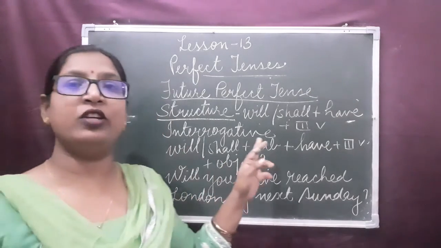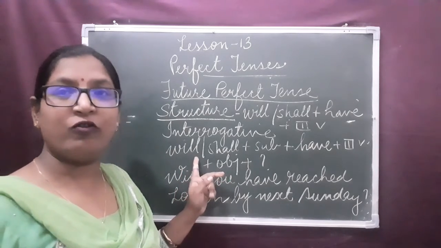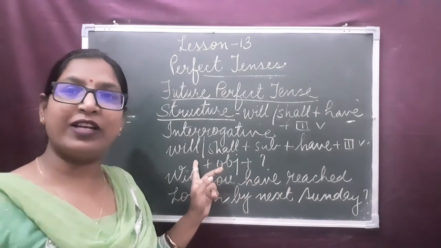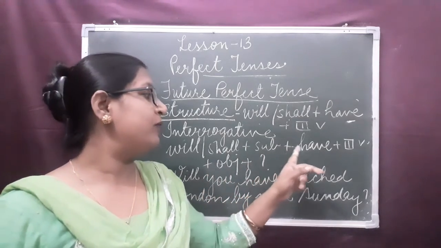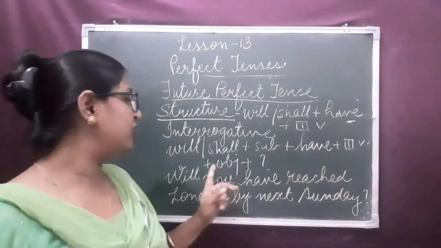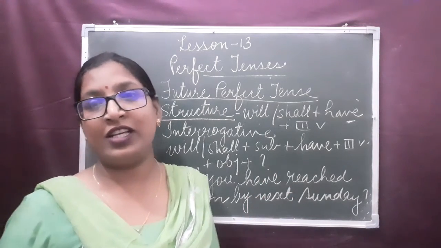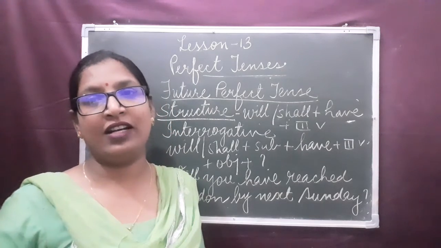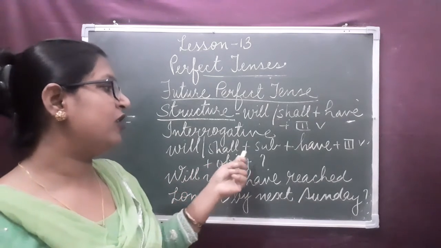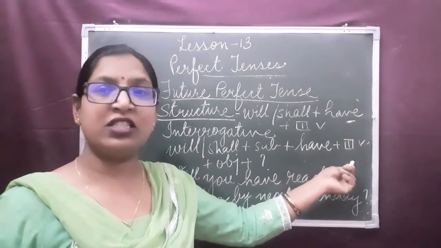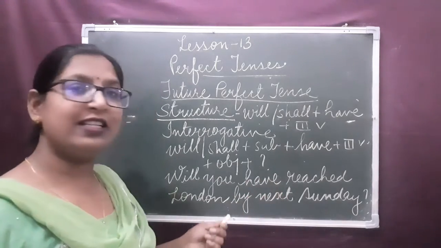Now let's see how to frame an interrogative sentence. We start the sentence with the modal auxiliary will or shall. Clear? The sentence begins with the modal auxiliary will or shall followed by the subject plus have plus third form of the verb plus object or complement plus question mark at the end. Again and again I repeat, all interrogative sentences end with a question mark. Clear? So once again let's see the structure. Will or shall plus subject plus have plus third form of the verb plus object or complement and then the question mark. Let's see the example.